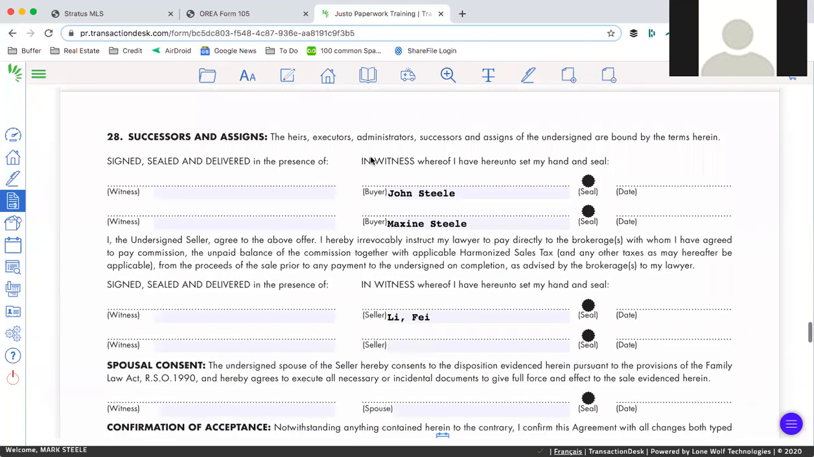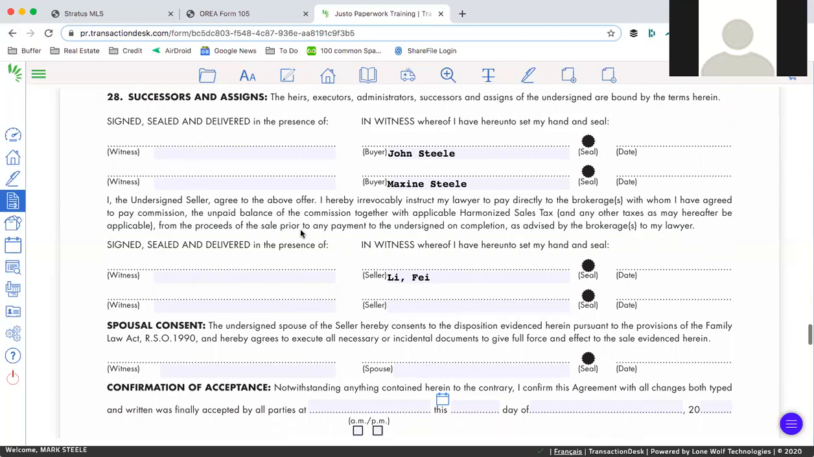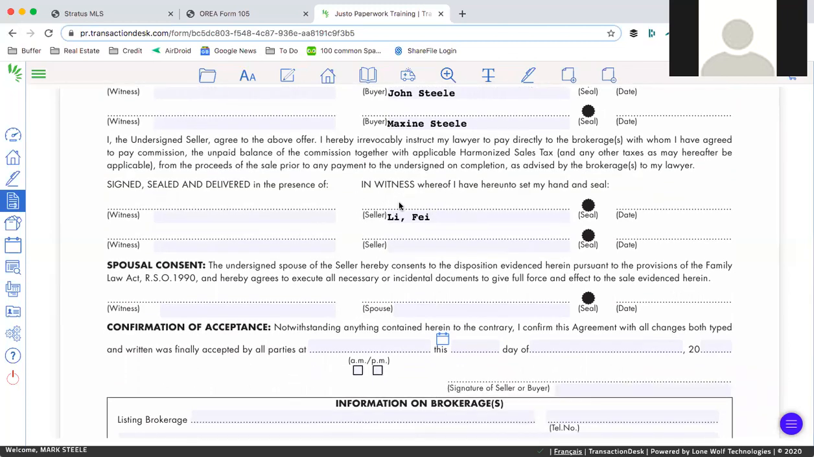And number 28 for successors and assigns, you're going to have your client's signature, their buyer lines, and then the dates there. Commonly, some people think that you need to have a witness on this section. You don't, as long as they're adults and they're of the age of buying properties, you don't need a witness. If you're there signing with them, you can put yourself as a witness if you'd like to. And again, the seller is going to sign on their lines and put their date as well.